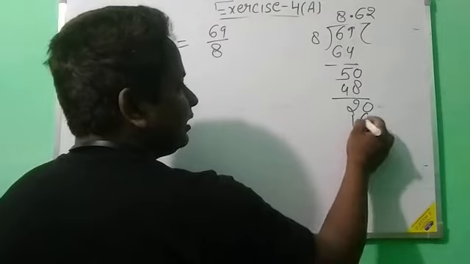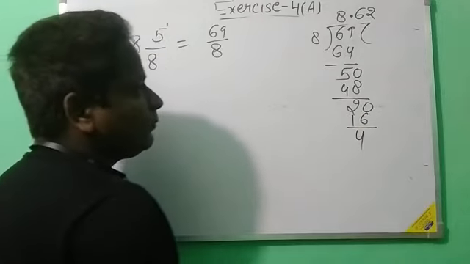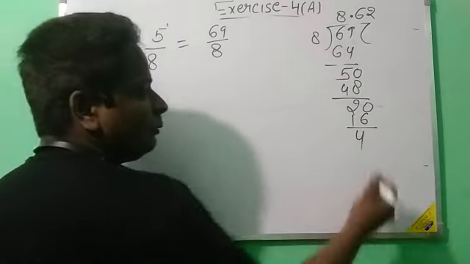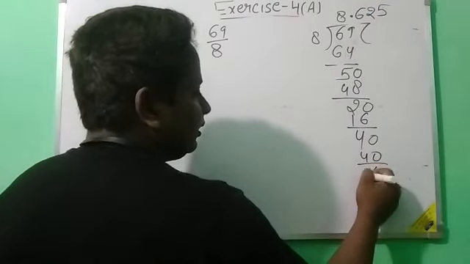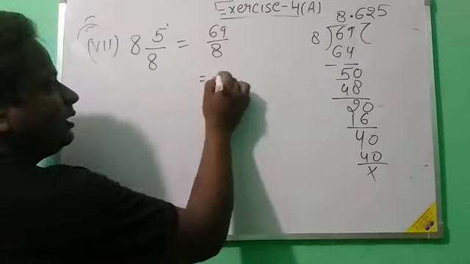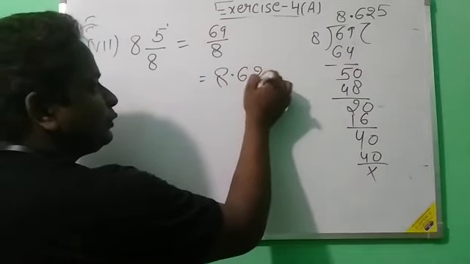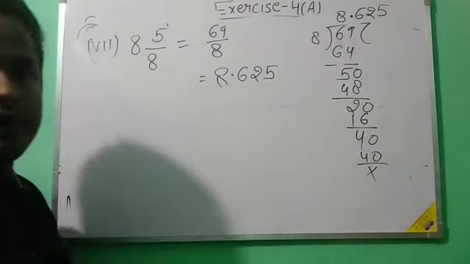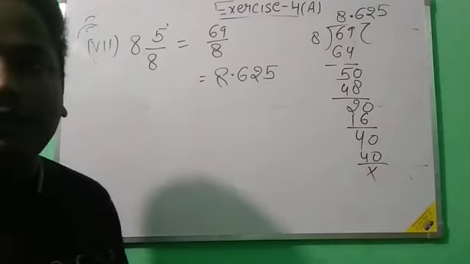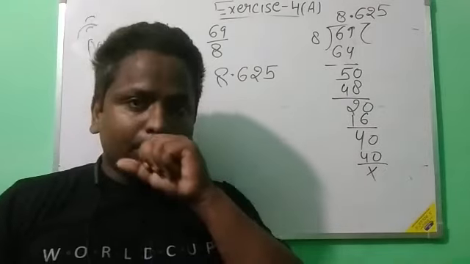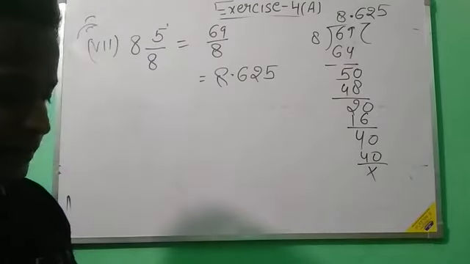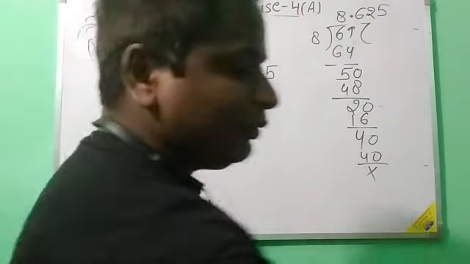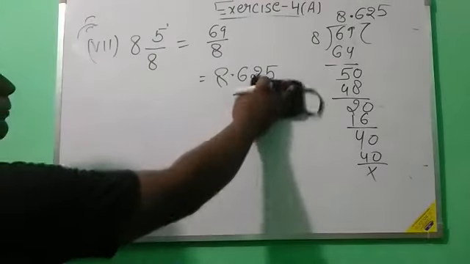Now 8 2s are 16. 20 minus 16 is 4. Again this number is smaller, you will put a 0. Now 8 5s are 40. Now this becomes 0. So my answer is 8.625. Okay. I think now it is clear to you how to convert a fraction into a decimal fraction or a decimal number. Now we will move to question number 3.